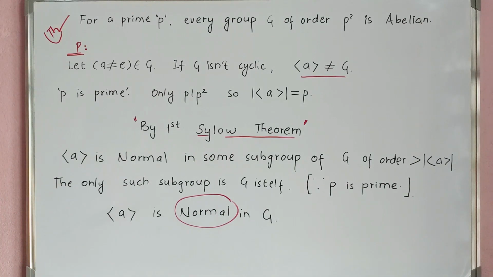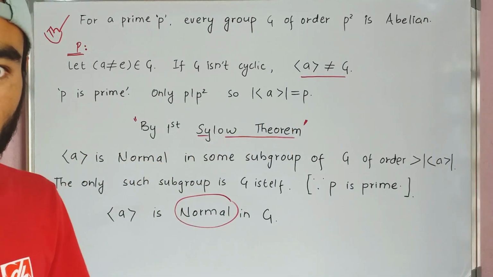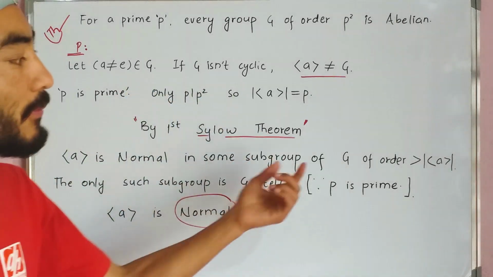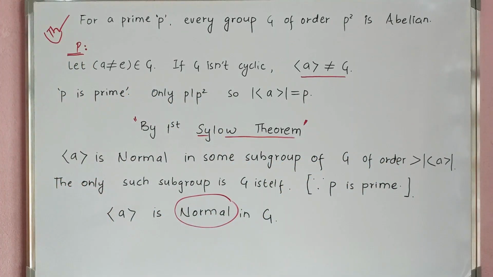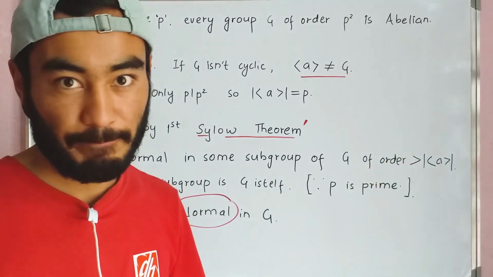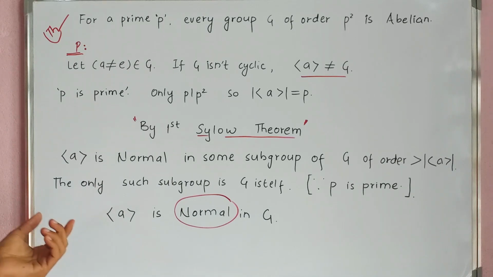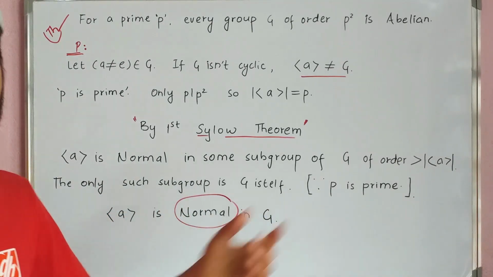Now we have, by the first Sylow theorem, the subgroup generated by a is normal in some subgroup of G of order greater than the order of the group generated by a. But the only such subgroup of G is G itself. So the subgroup generated by a is normal in G.